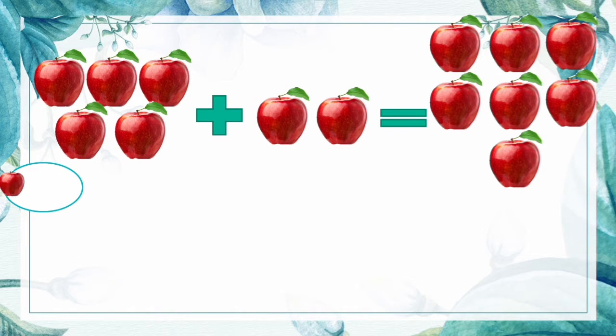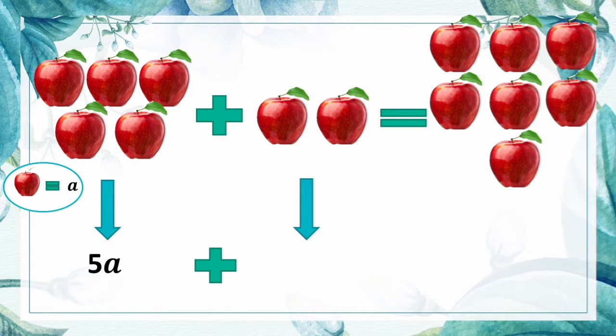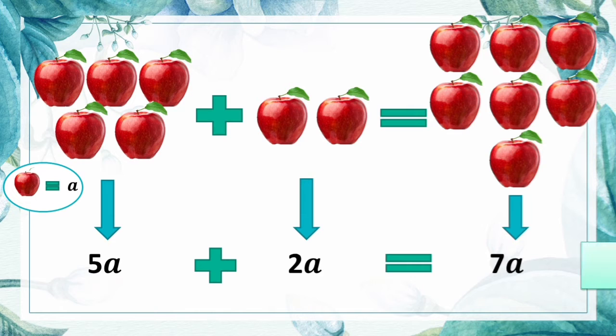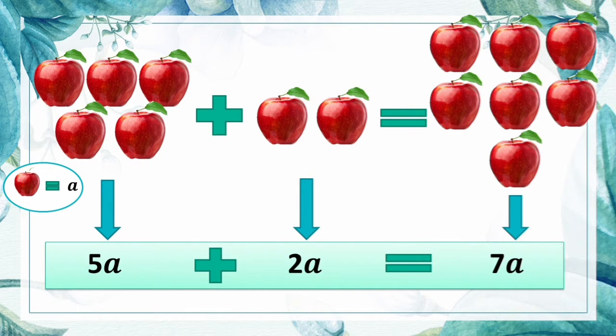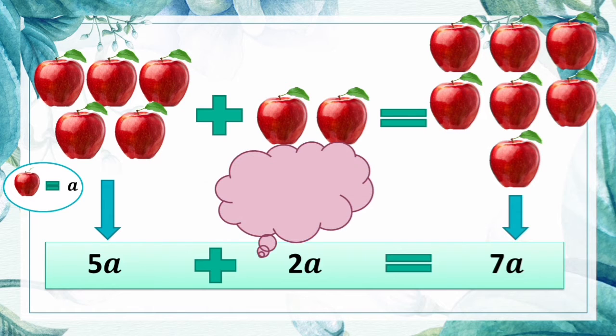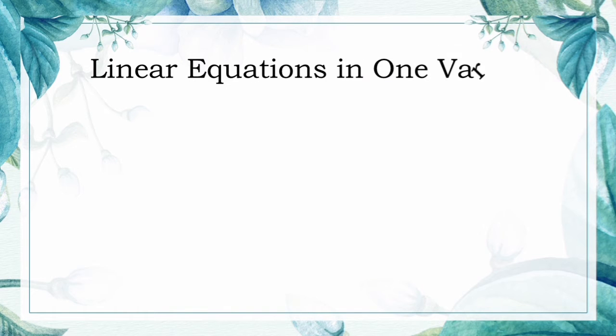Suppose that apple is A. Now I can write 5 apples is 5A plus 2 apples is 2A equal to 7 apples is 7A. This expression 5A plus 2A equal to 7A is a linear equation in one variable.